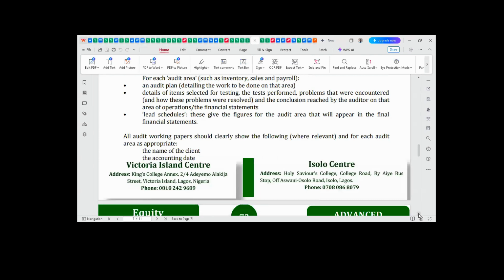So the features, we have looked at the importance of audit working papers, and the types of audit working paper. Now let's look at the features. What are those characteristics that audit working papers should have? Number one, it must have the name of the client. The name of the client must be contained in the audit documentation, that is, ABC Limited audit working paper. Then the accounting date, that is the reporting date that is under review.